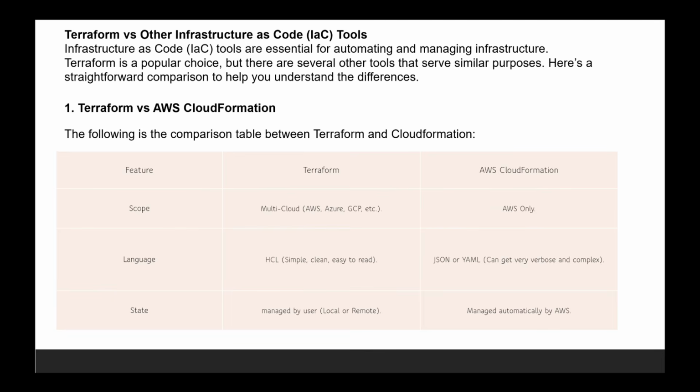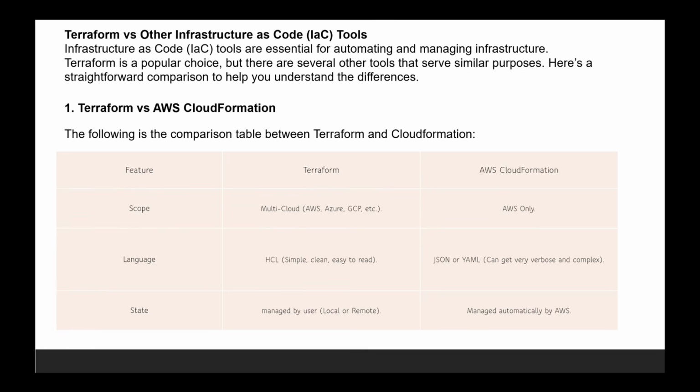Now Terraform versus other infrastructure as code tools. Infrastructure as code tools are essential for automating and managing infrastructure. Terraform is a popular choice, but there are several other tools that serve similar purposes. Here is a straightforward comparison, which can help us understand the differences. The first one is Terraform versus AWS CloudFormation. Here is a basic comparison.